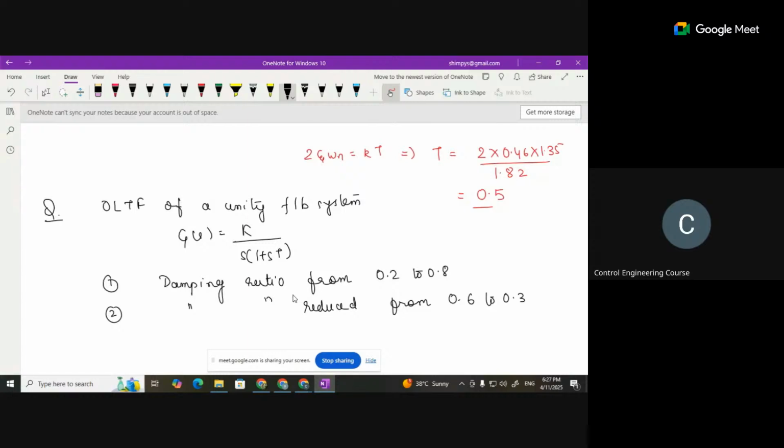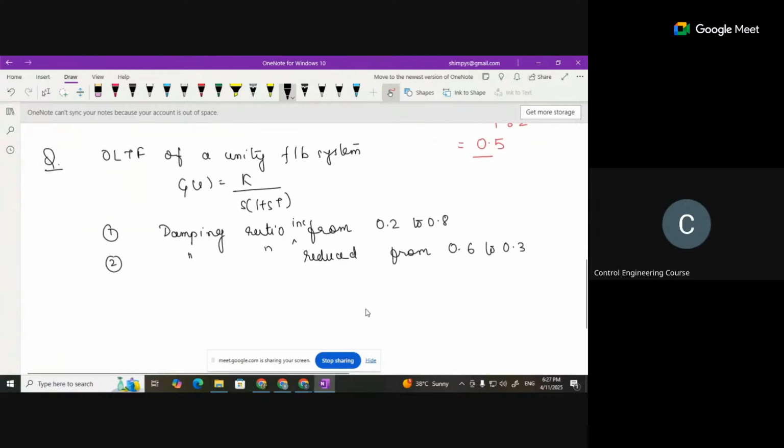Here we want an increase, and here we want a reduction. So we have to calculate the values of K and T for this. First case, we have to find out K. Second case, we have to find out T. And here the value of H(s) is 1. So we can find out the transfer function for the system. We can start it like this.